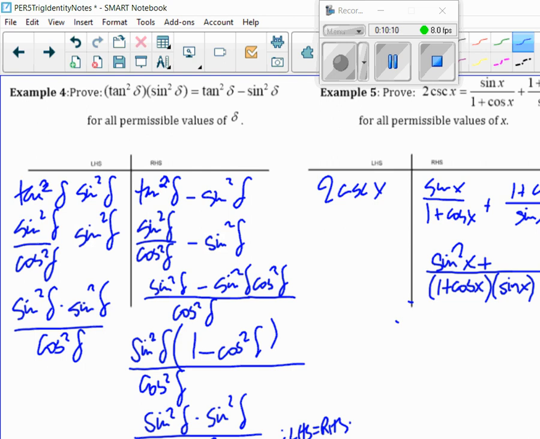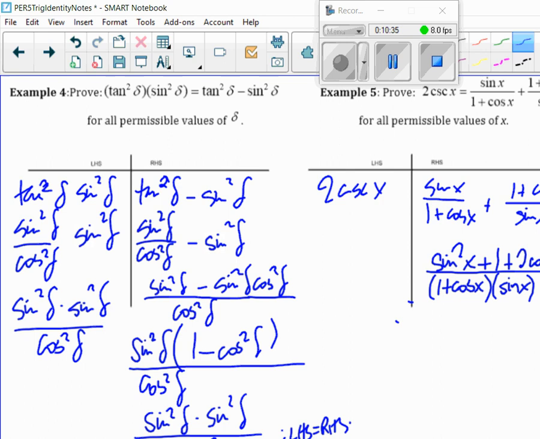Yes, you guys are too good. Yes, you have to FOIL it. It's 1 plus cos x times 1 plus cos x, which is not 1 plus cos squared x. Yes, it's going to be 1 plus 2 cos x plus cos squared x. Okay, and how did I get that? Because when I multiply that, that's going to be 1 plus cos x times 1 plus cos x. And so do you see I get a FOIL?